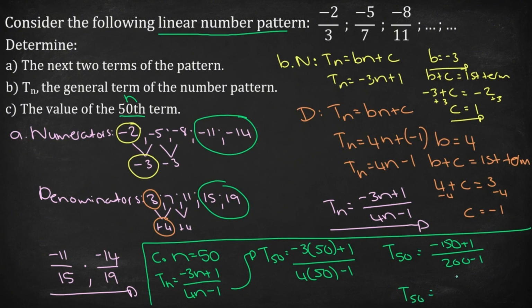T50 equals negative 149 over 199. I cannot simplify this any further. That means the value for T50 is negative 149 over 199. And that is your final answer.